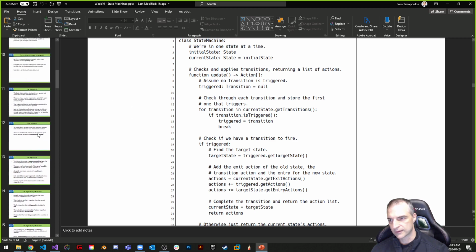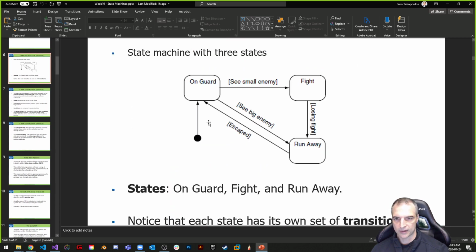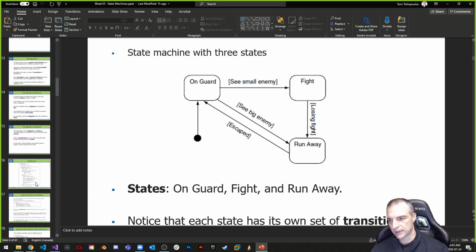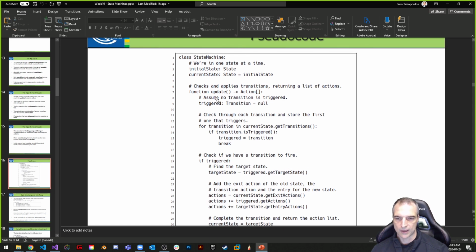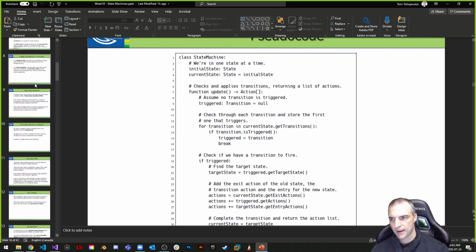So again, if I go back to that basic diagram, if I'm on guard, these are all the possible different states from this particular state. Something is going to trigger me to go to either fight or run away. Those are the two options that I have. I can't do any other things. And that's really listed right here in the pseudocode. For every transition, I have more than one transition that I can go to. How many transitions do I have here?